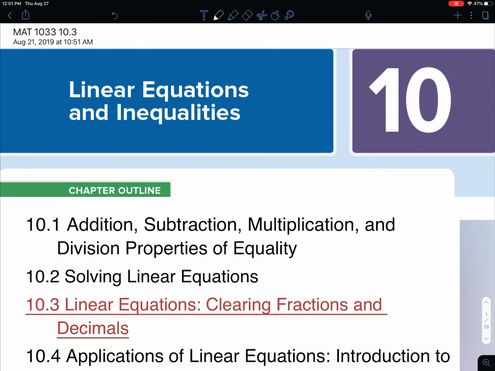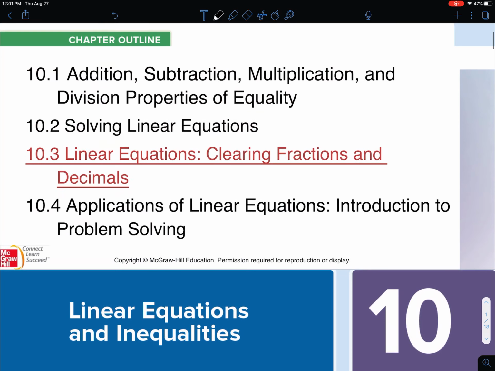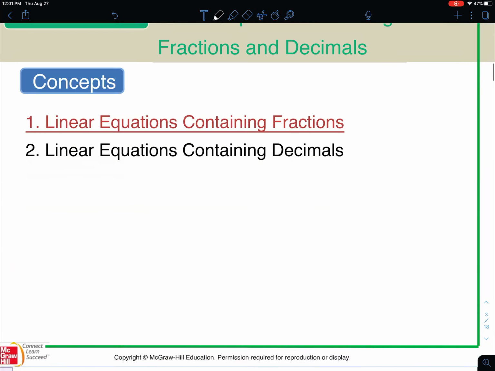So this is the video lecture for section 10.3. In this section, we're going to do linear equations, we're going to clear fractions, and also decimals.